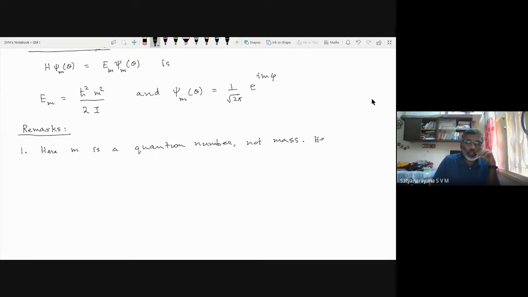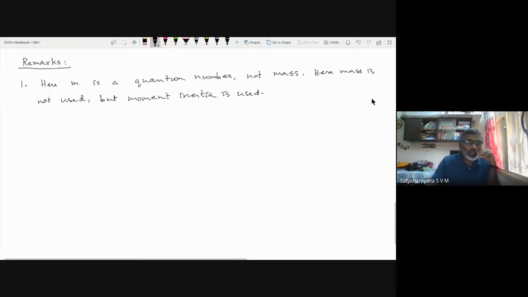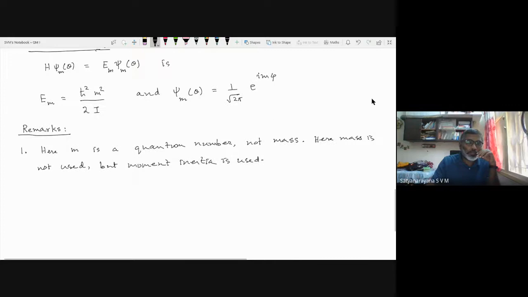Here mass is not used, but moment of inertia is used. Of course, it is related to mass, but we should not confuse by writing I as m r squared and cancel this m and that m and get into some confusion. So this is one thing which I want you to keep in mind. This remark is purely about the notation.